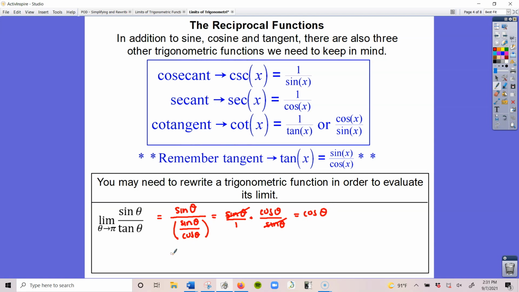So now let's try to find this limit. This is the limit as theta is approaching pi of cosine theta. Now we can plug in the pi. The cosine of pi, that's over here. This is the coordinate -1, 0. The cosine is -1. So this is going to equal -1.